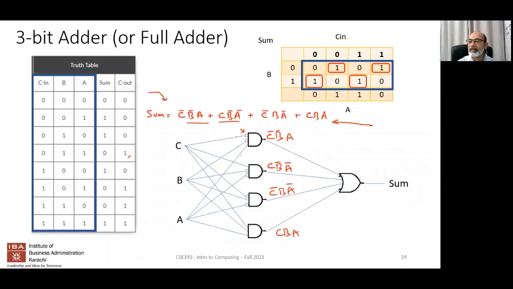Sir, Babar here. Sir, how can we take 3 inputs? Okay, so I guess your question is, how can an AND gate have 3 inputs? Yes, sir. Okay, so actually this is sort of a more complex AND gate. This AND gate could actually correspond to a combination of 2 AND gates. I think we mentioned that earlier as well.